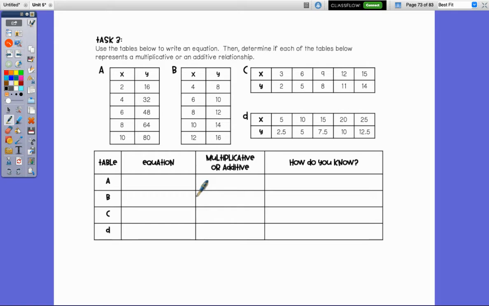Okay, task 3. Use the table below to write an equation, then determine if each of the tables is multiplicative or additive. So I'm going to look at each of these. What do I do to 2 to get to 16? I can either add 14 or multiply by 8. Look at the next one. If I add 14, does that give me 32? No. So try times 8. Yes. This one is multiplicative.